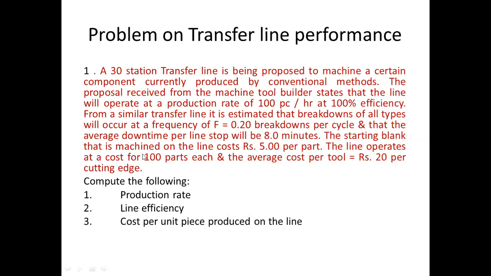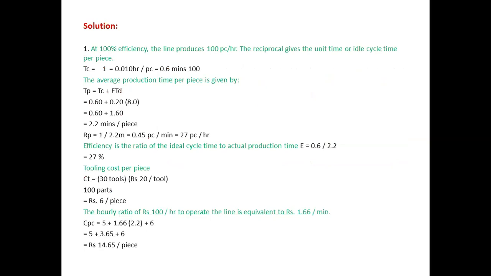The starting blank that is machined on the line costs, say, rupees 5 per part. The line operates at a cost of 100 rupees per hour, and the average cost per tool, it means the tooling cost, is rupees 20 per cutting edge. So we have to compute the following data: the production rate, the line efficiency, and the cost per unit piece produced on the line, right?